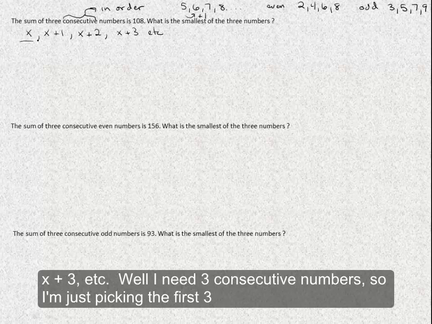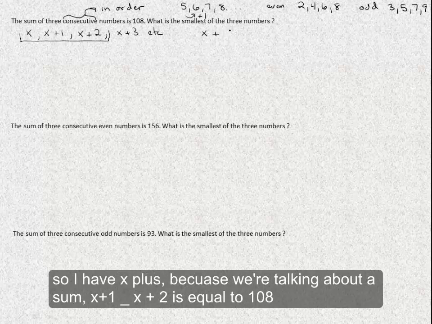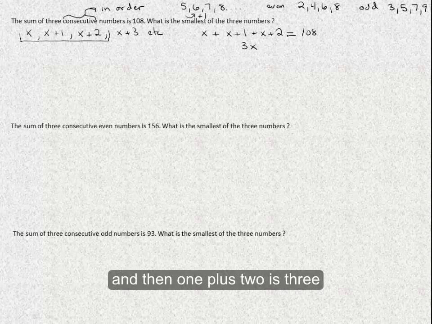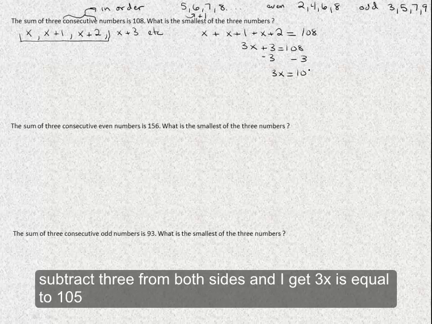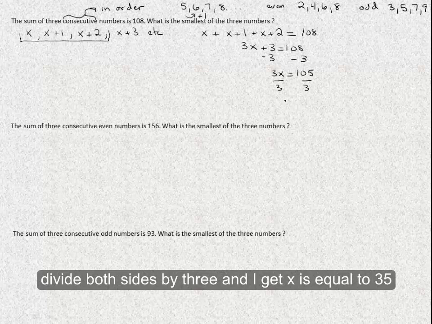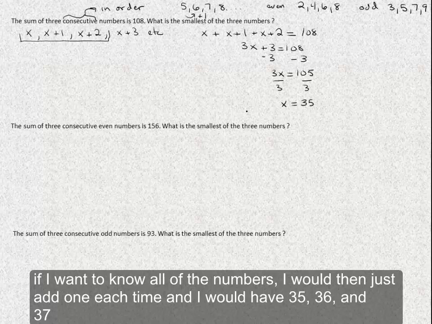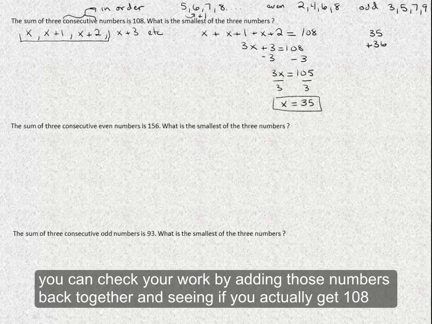Well, I need 3 consecutive numbers, so I'm just picking the first 3. So I have x plus, because we're talking about a sum, x plus 1 plus x plus 2 is equal to 108. I have 1, 2, 3 x's, and then 1 plus 2 is 3. Subtract 3 from both sides, and I get 3x is equal to 105. Divide both sides by 3, and I get x is equal to 35. That would be the smallest of the 3 numbers. If I wanted to know all of the numbers, I would then just add 1 each time, so I'd have 35, 36, and 37. You can check your work by adding those numbers back together and seeing if you actually get 108.